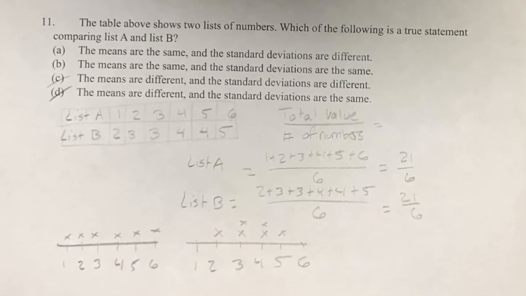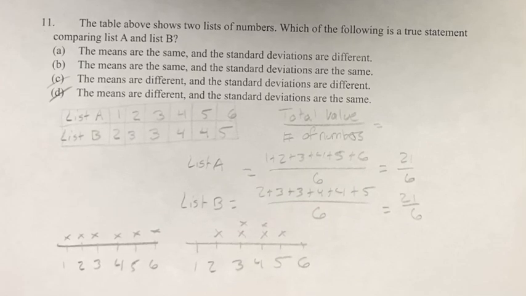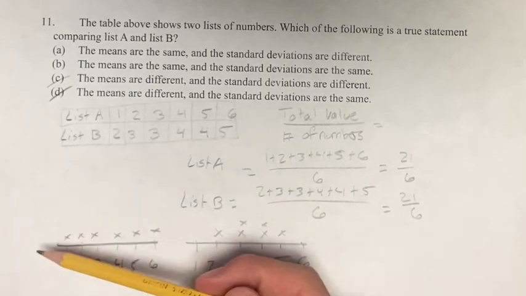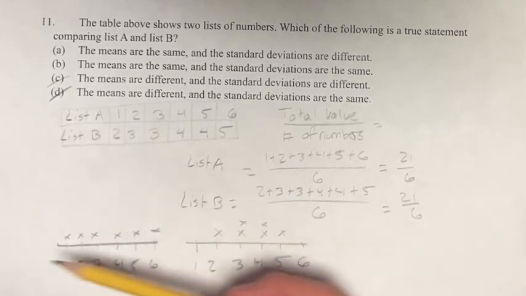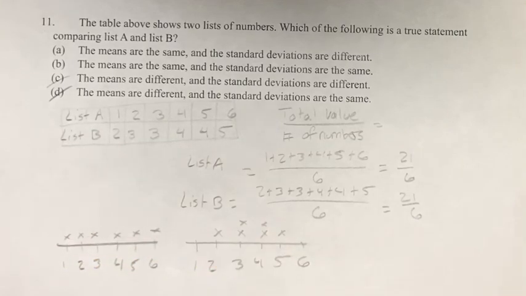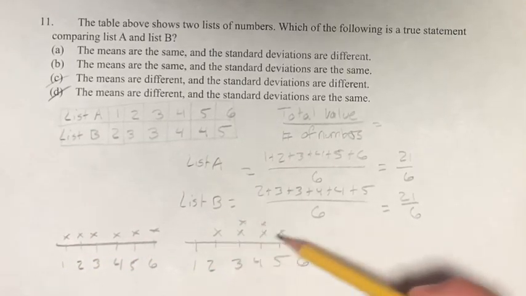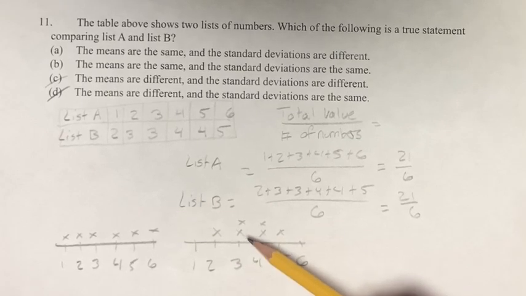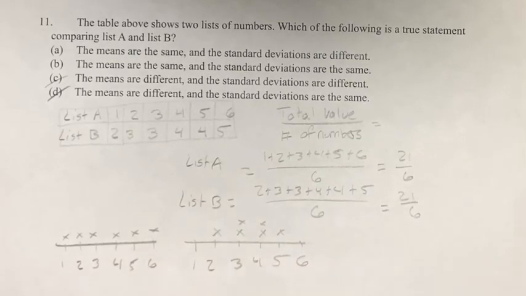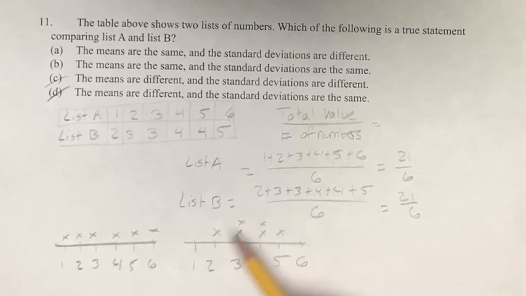The standard deviation is how spread out the data is. If you notice, list A is more spread out. There's one at each value, versus B, where they're clumped together towards 3 and 4, and at the ends there aren't any points at all. So they have different standard deviations, right? The standard deviation is lower in B. From the mean of B, the values deviate less.